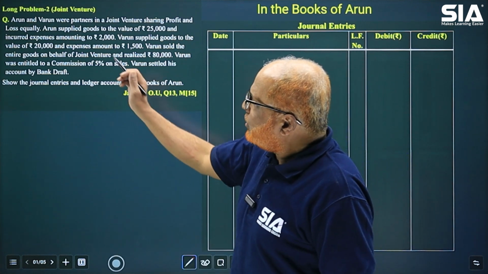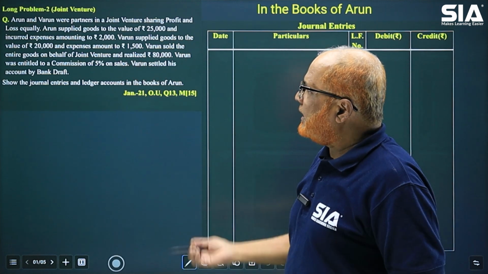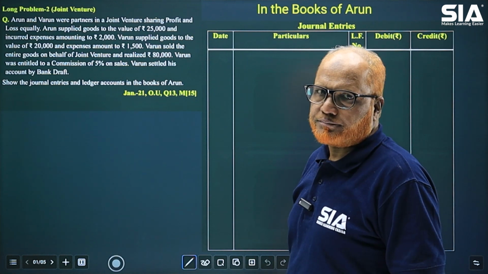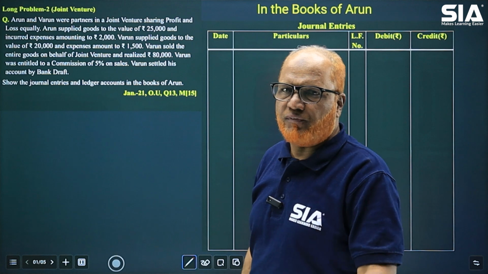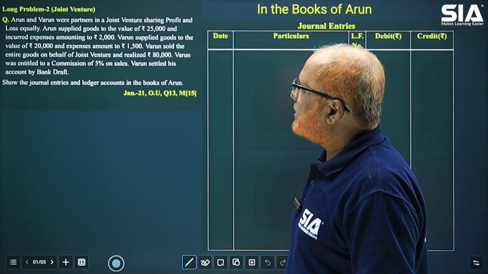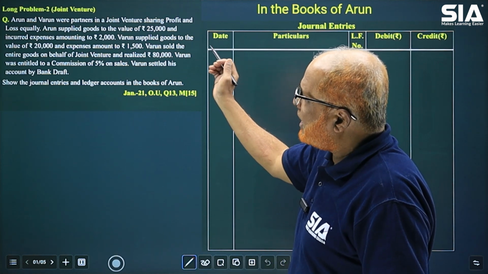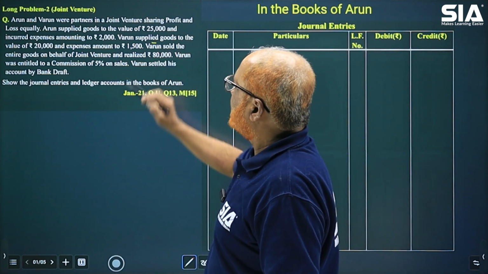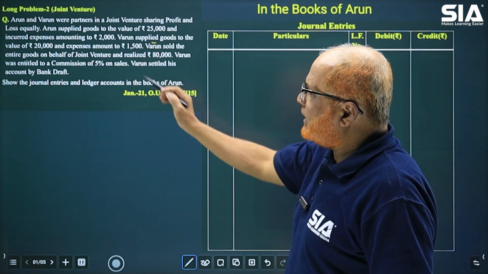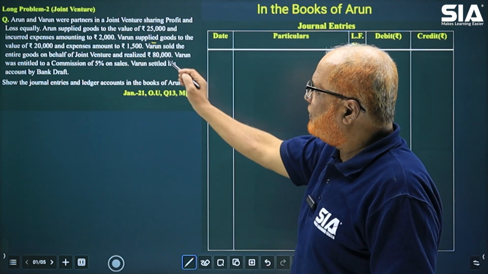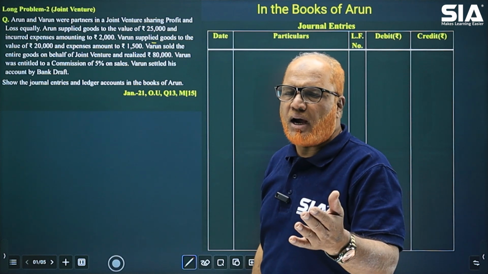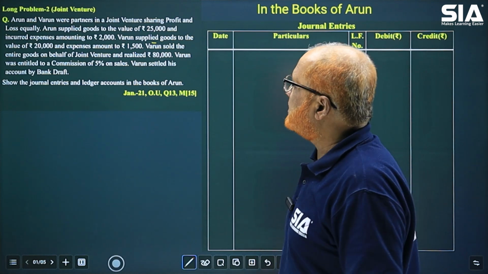Arun and Varun were partners in a joint venture, sharing profits and losses equally, 50-50%. Arun supplied goods to the value of 25,000 and incurred expenses of 2,000, whereas Varun supplied goods to the value of 20,000 and expenses amounted to 1,500. So both parties have supplied goods and also incurred expenses.